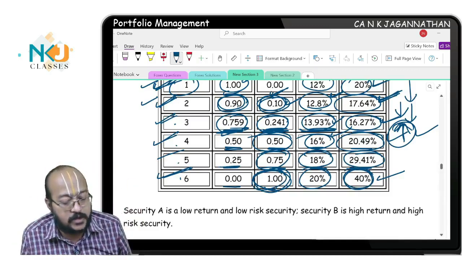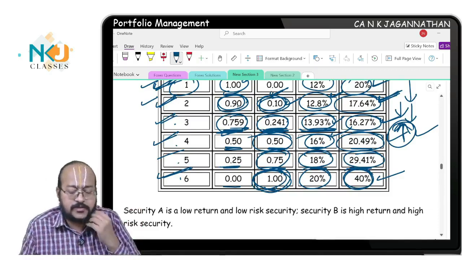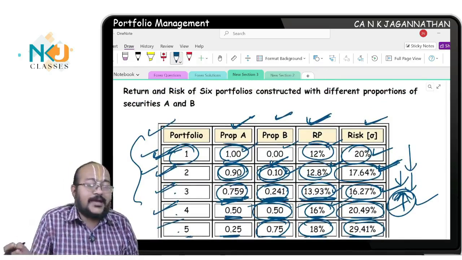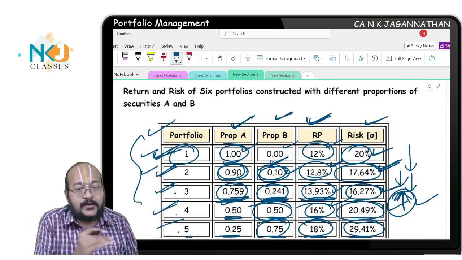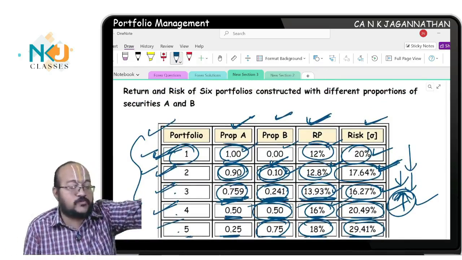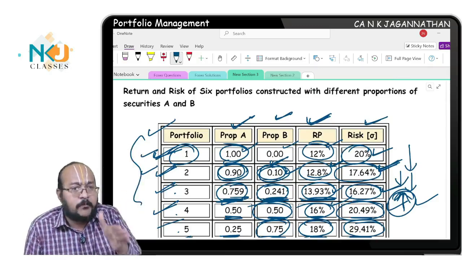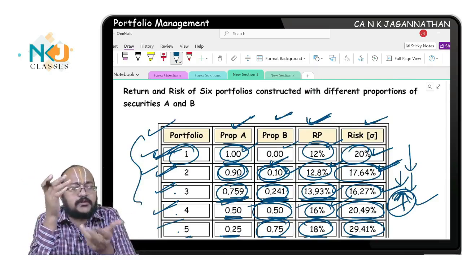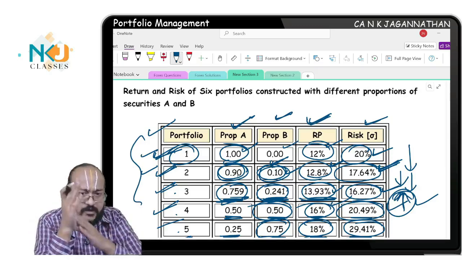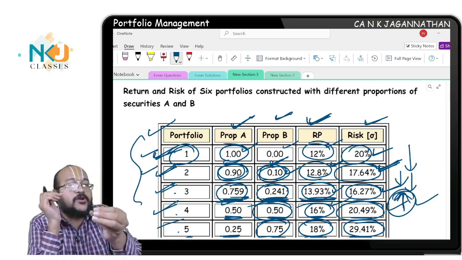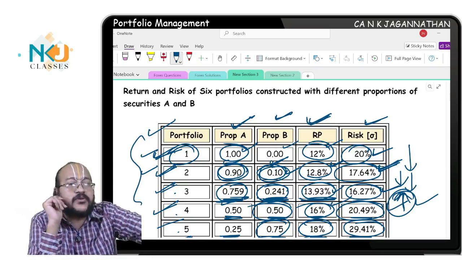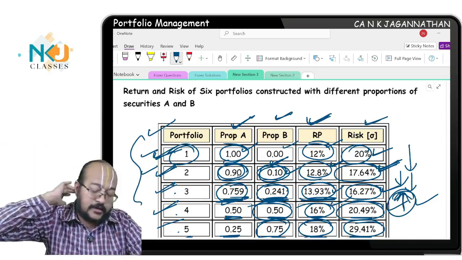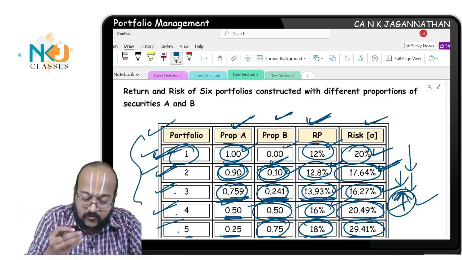Are you all understanding? Now the key observation is what happens initially in the first three portfolios. As and when I keep on injecting the high risk, high return security, my return increases but my risk reduces. But beyond some point, my return keeps on increasing, obviously, because if I inject a high return security, the return will increase. But the benefit of diversification vanishes, and the risk also gets increased beyond some point. Are you listening to what I am trying to say?